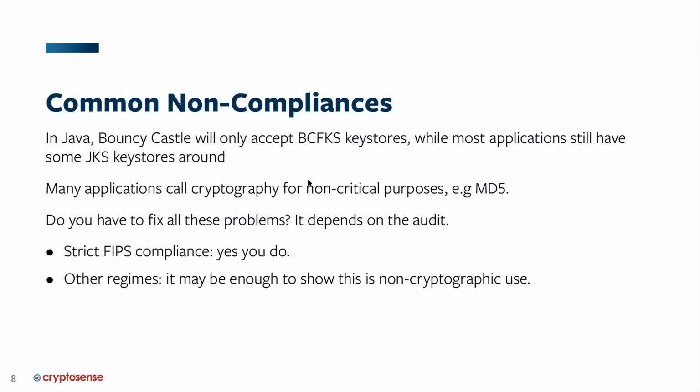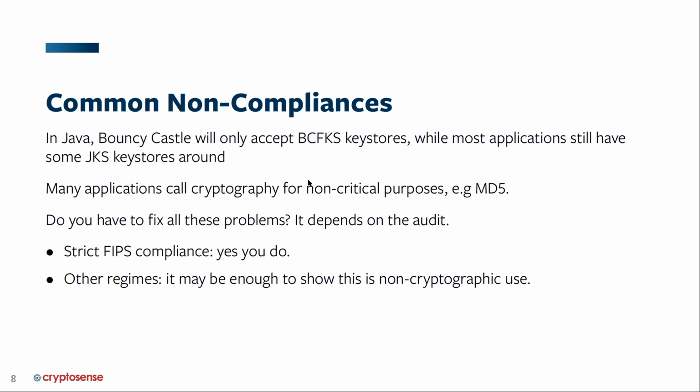All of which pass FIPS. And so that's what you have to use. So you need to migrate those Keystores from JKS to BCFKS before you can start using the Bouncy Castle FIPS versions. Another very common non-compliance is using cryptography, but maybe not for a critical purpose.